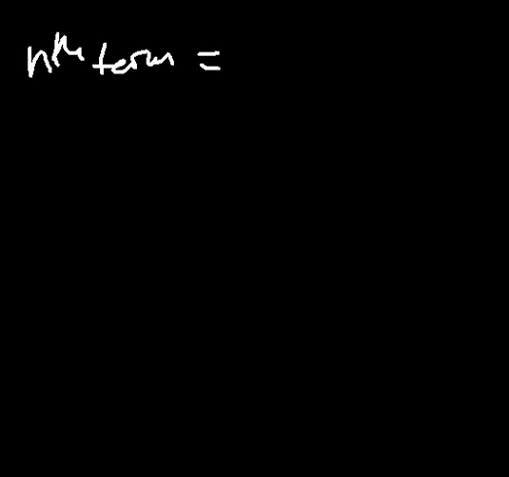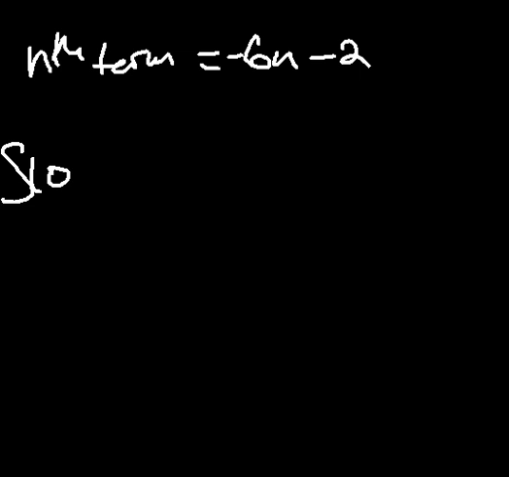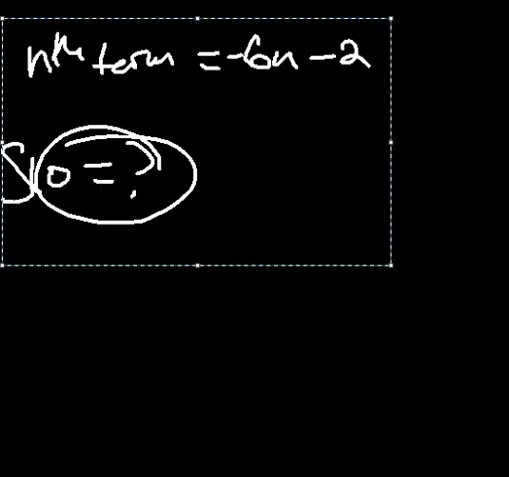Let's say it is given as negative 6a minus 2. What is the sum of the first 10 terms for that particular arithmetic progression series? You can try that in your own time.